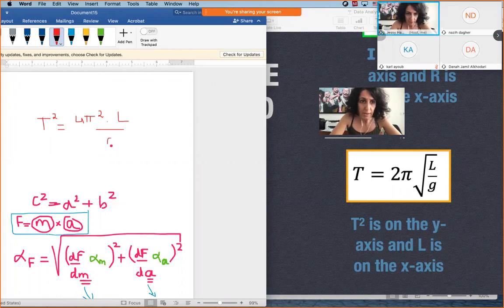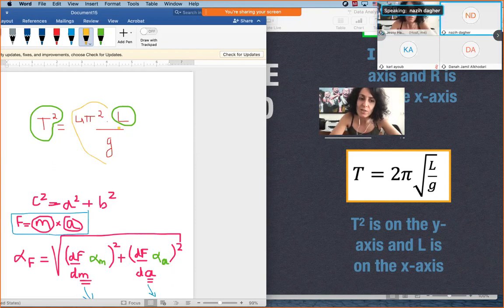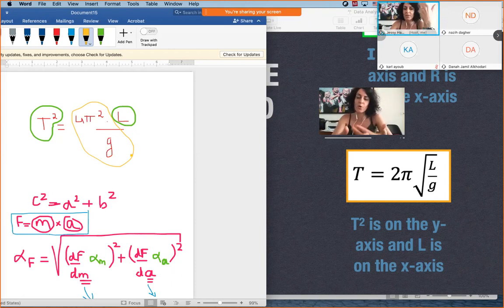Now, if this is my X component, this is my Y component, what would be my slope? Exactly, so once you find the slope, you say the slope is equal to 4 pi squared over G. So G will be 4 pi squared over the slope. So that's why we find the slope, because indirectly it would help me find G, and G is the strength of the gravitational field. This is awesome.